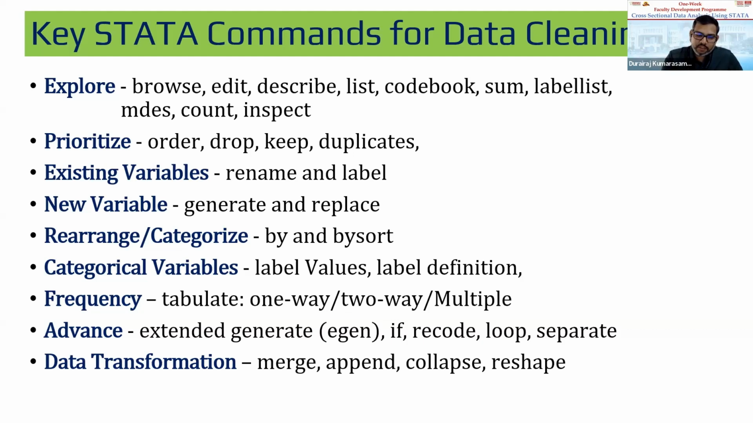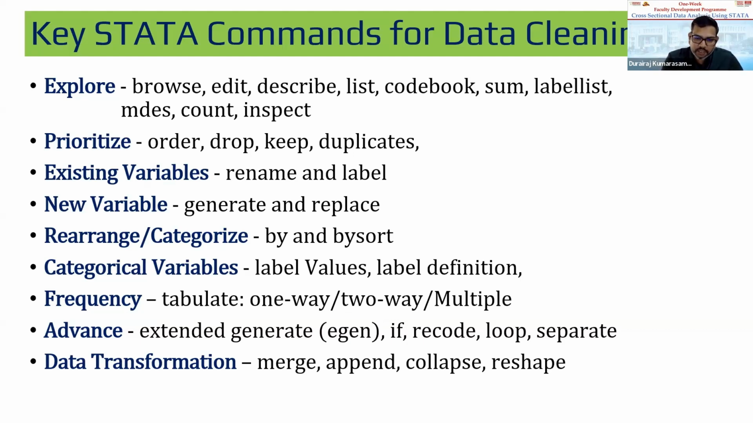Loop and separate are very advanced commands. The separate command basically splits the data based on a categorical variable. For example, you have male, female as a variable. Now you want to split the income based on the category, male and female. Using the separate command, it splits the income for male and income for female into two variables. So your one variable, income, became two variables based on the category, male and female separately. Those are advanced commands, and some of these Dr. Neha Kumari will be covering in the practicals.